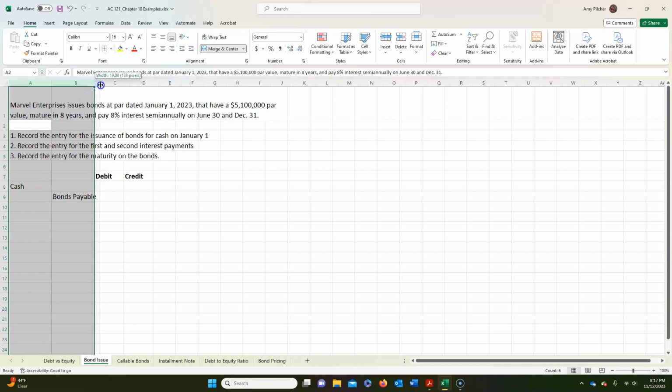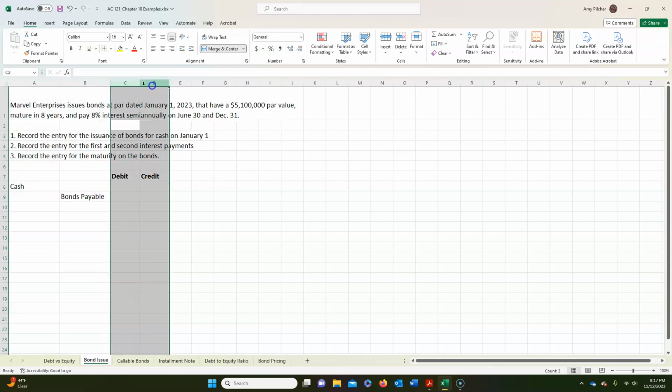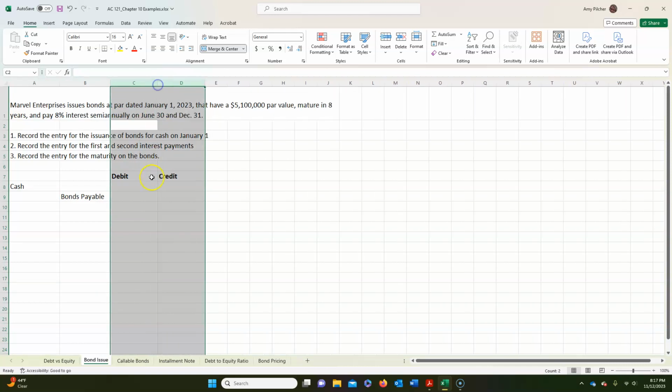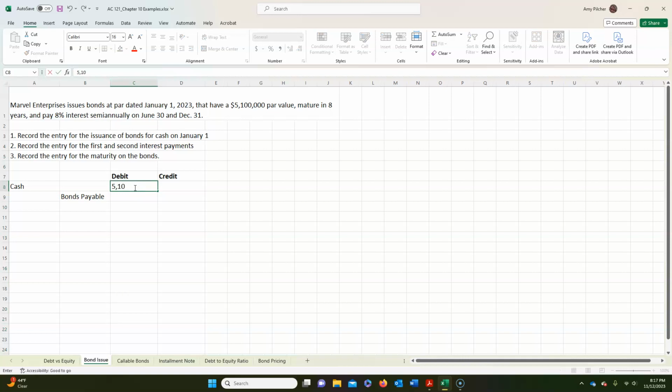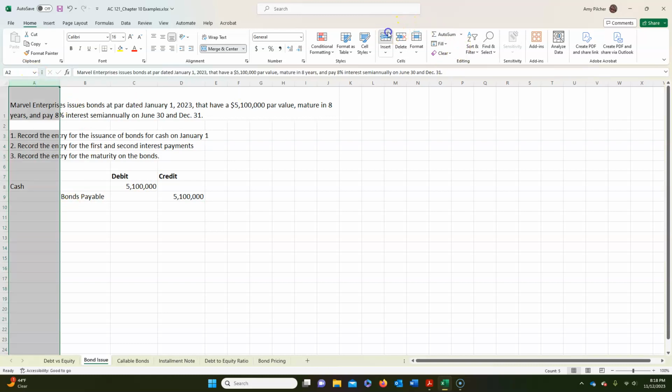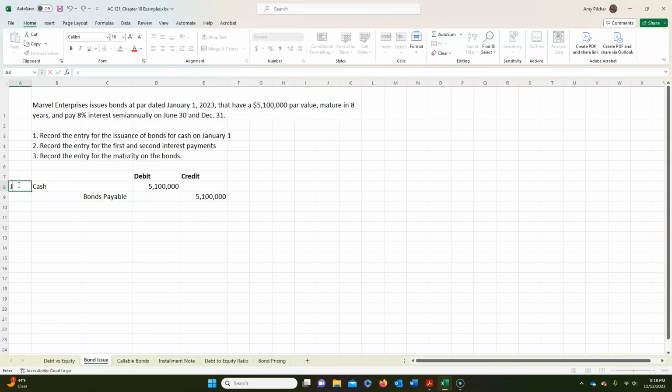So we sell bonds. I'm going to make those a little bit bigger. So we received cash of $5,100,000. And now we have a bonds payable of $5,100,000. On June 30th, we're going to pay interest expense. So this is on January 1st, and now it's June 30th, and we're going to pay interest expense on our bonds.